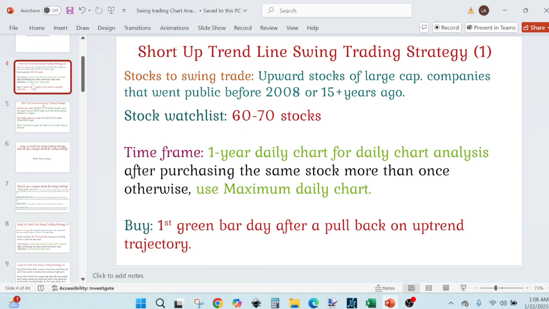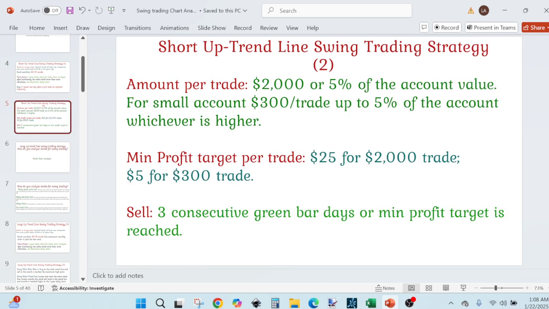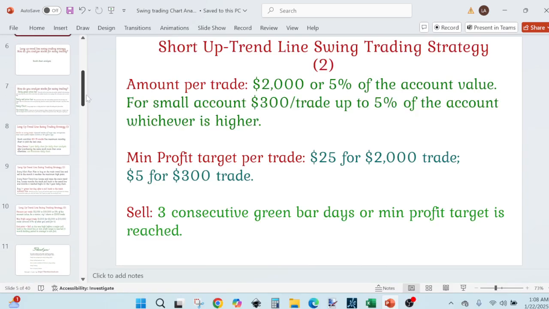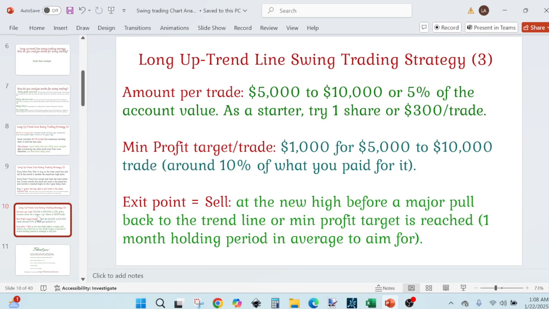Last year though, with the short up to line, we purchased it and then sold about 3 days later, aiming for a small profit so that we could purchase and repeat the process to get accustomed to the strategy. But this year, with the long up to long swing trading strategy, even one share or less than 300 will work. Just don't target a big profit dollar amount.